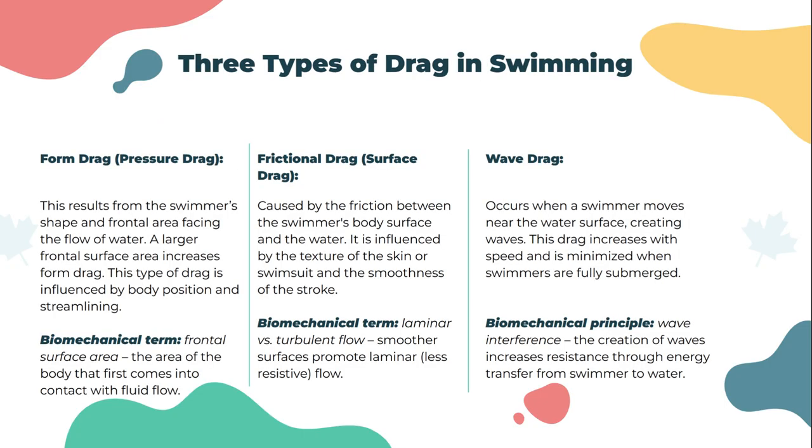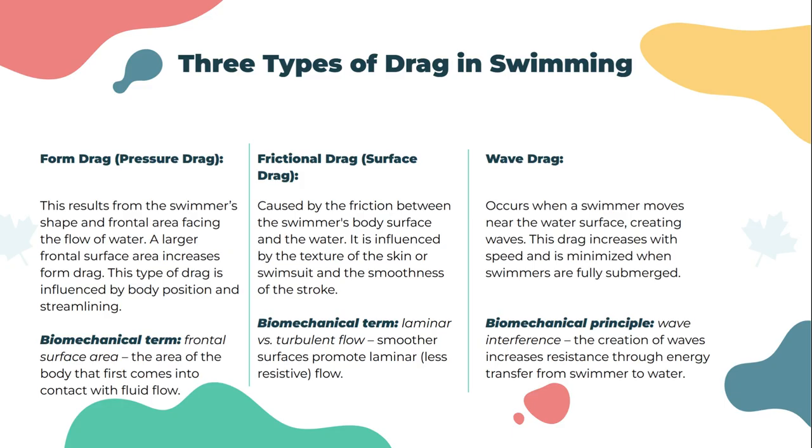Three types of drag in swimming. There are three primary types of drag that swimmers face. Form drag, or pressure drag, arises from the swimmer's shape and how much frontal surface area is exposed to the water. Larger surface areas increase resistance.